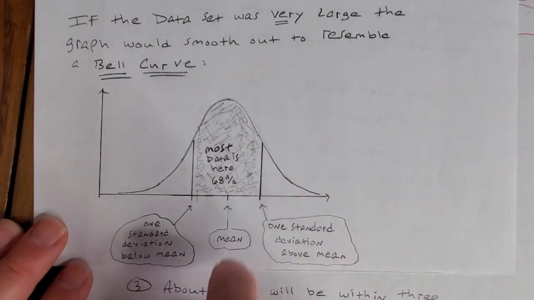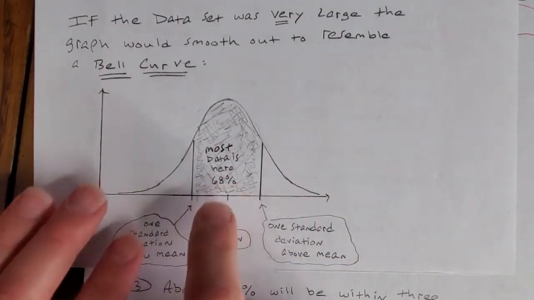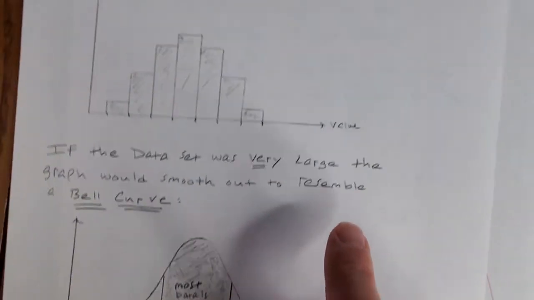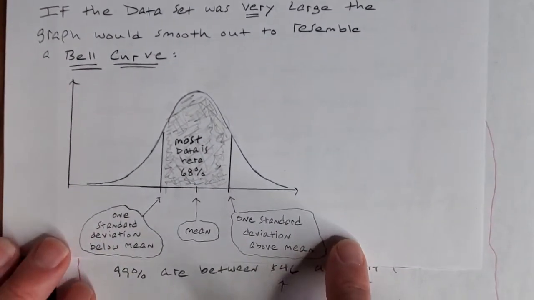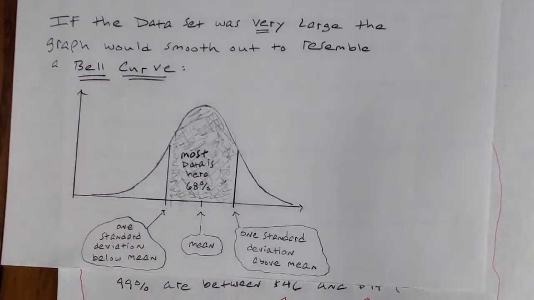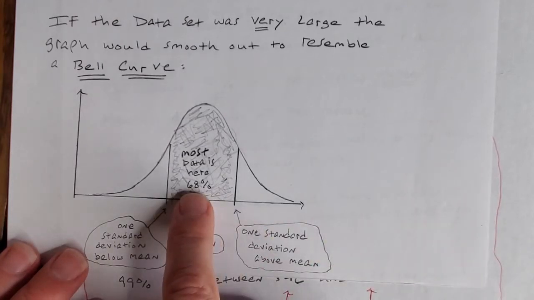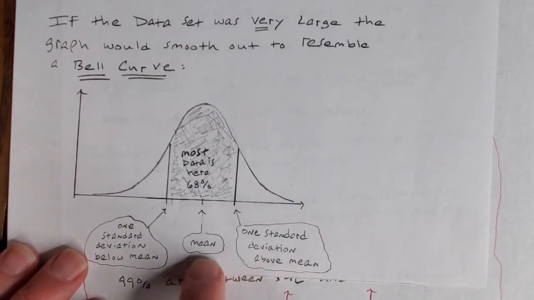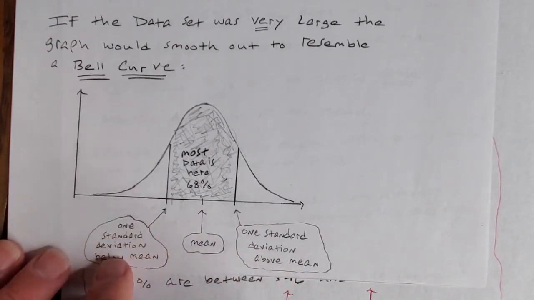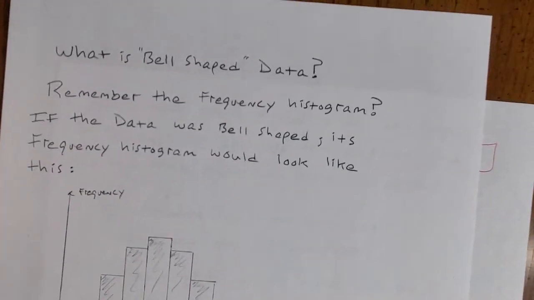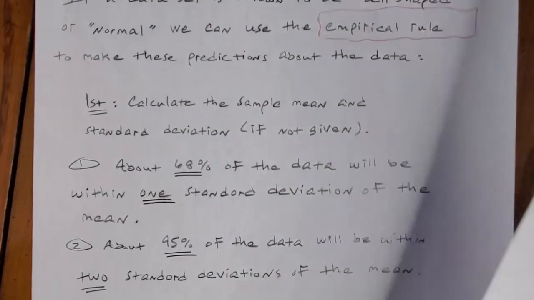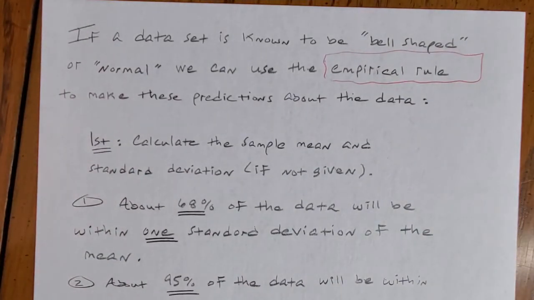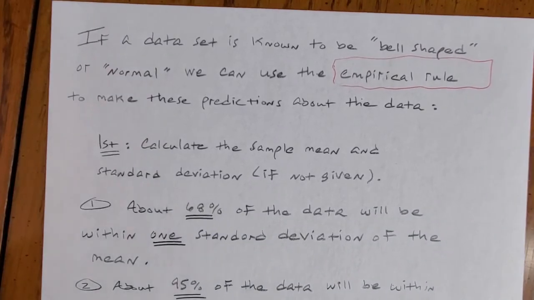And we'll find that about 68% of the data, if the data is known to be bell-shaped, which means it has a frequency histogram like this that tends to smooth out into this picture if there's lots of data, is going to be within 1 standard deviation above the mean, where the mean's right in the middle, or 1 standard deviation below the mean. Okay, so that's what happens with bell-shaped data. So if you're doing anything with statistics and you're told or you see that the data is bell-shaped, then that's what you can expect.